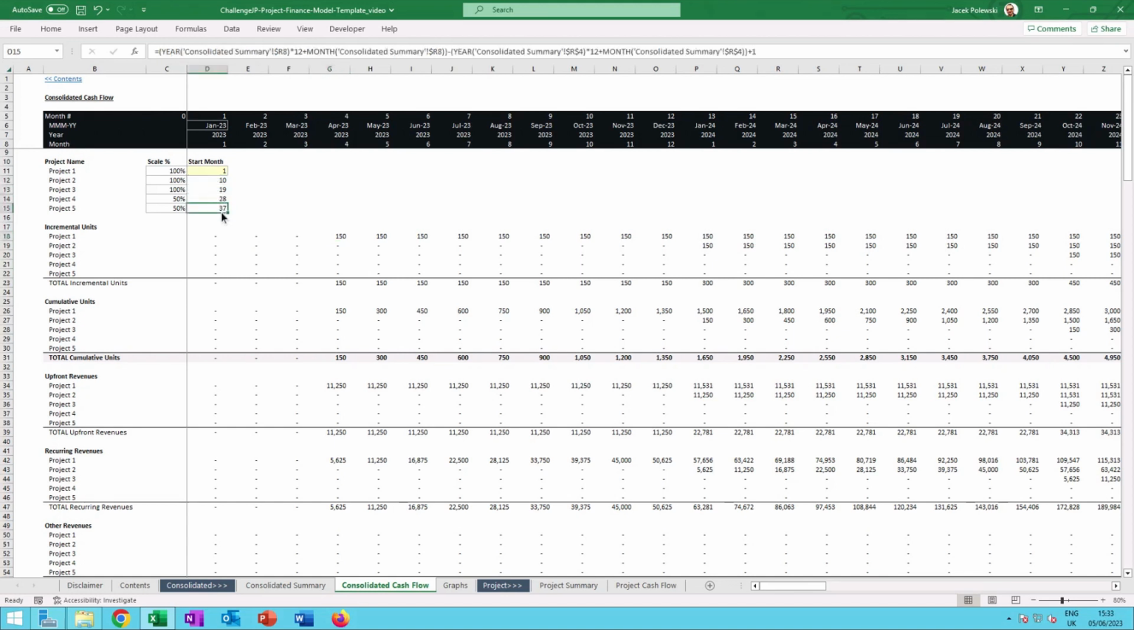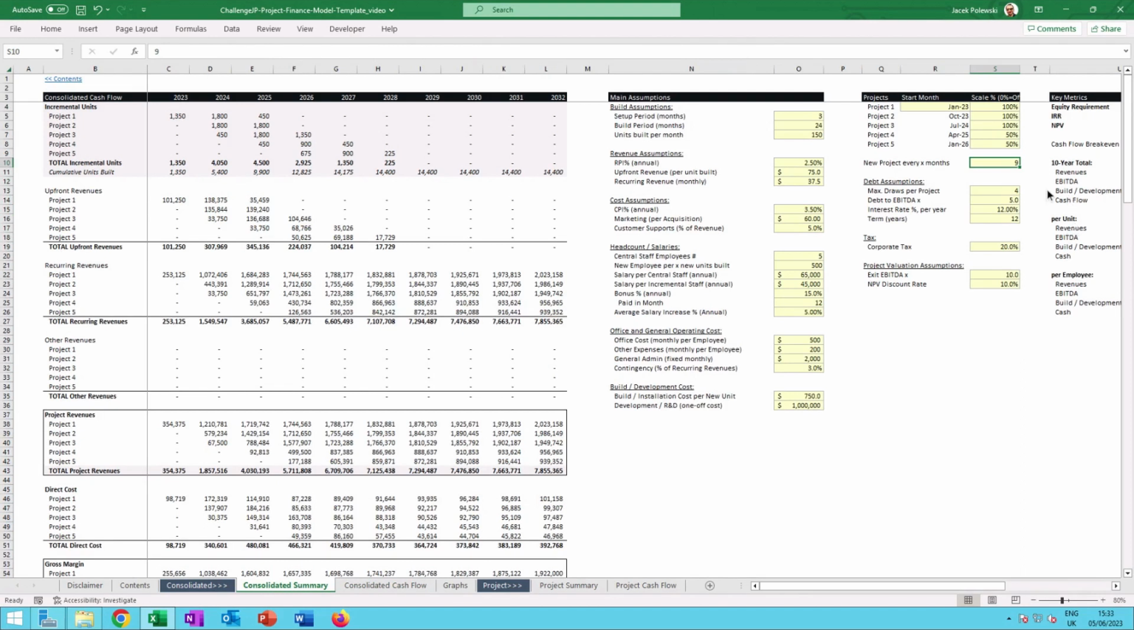I'm assuming that my first project will start in month 1, then the second project will start in month 10, then 19, 28, 37. Those numbers come from the assumption that I use in here. So here I assume that you want to spread every project by 9 months, for instance. If your starting date is, for example, January 23rd, then the second project will start on October 23rd, then 24th, 25th, 26th.